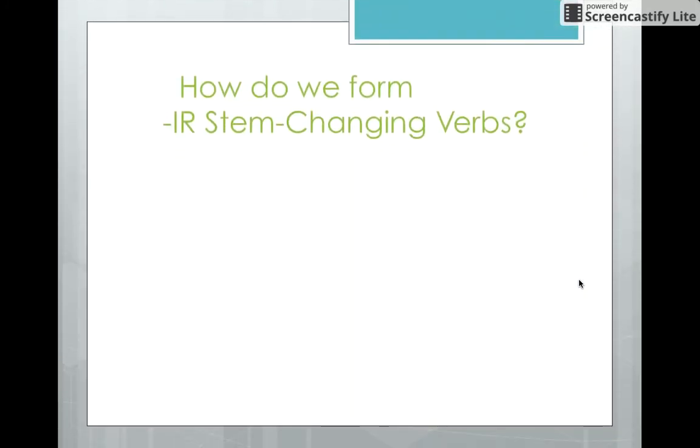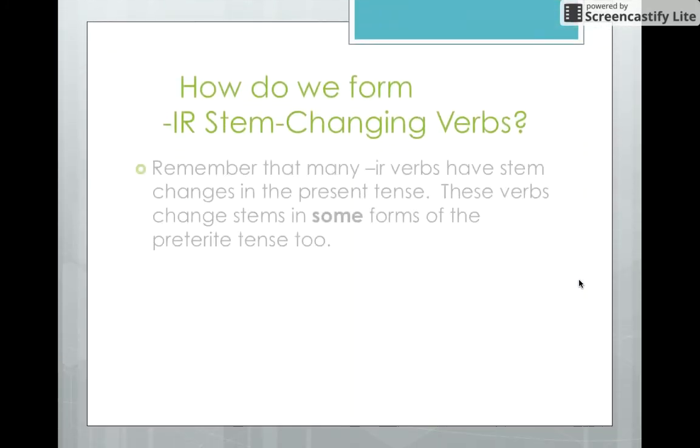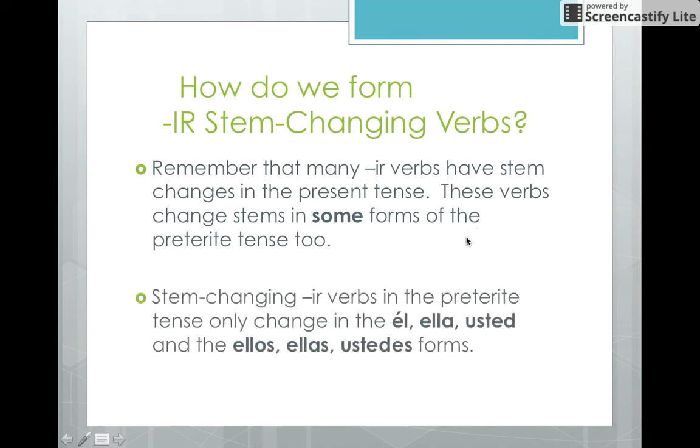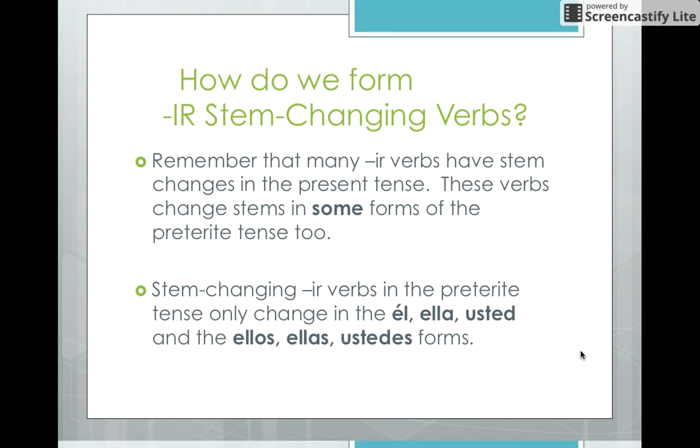So how do we form IR stem changing verbs? So let's remember a few little things. Remember that many IR verbs have stem changes in the present tense. So these verbs change in some forms in the past tense too, but not always. So stem changing IR verbs in the preterite tense only include the following: él, ella, usted, and then you have ellos, ellas, and ustedes form. So if you notice, they're all in the third person, singular and plural forms.